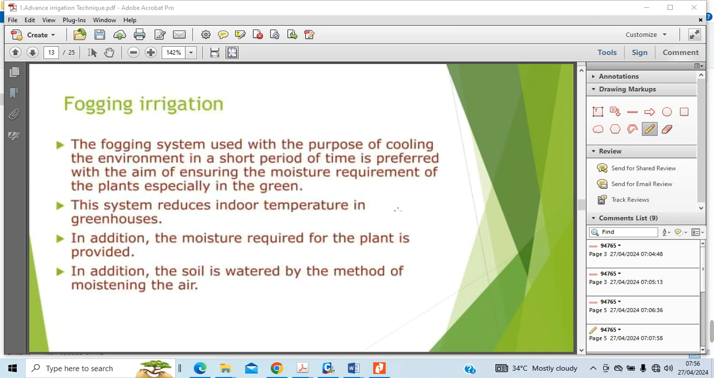Forking irrigation. A forking system is used with the purpose of cooling the environment for a short period of time, preferred with the aim of ensuring the moisture requirement of the plants, especially in greenhouses. The system reduces indoor temperature in greenhouses. In addition, the moisture required by the plant is provided. In addition, soil is watered by the method of moisturizing the air.